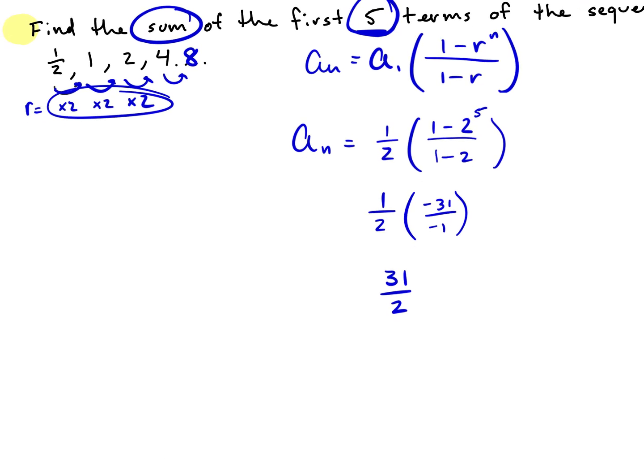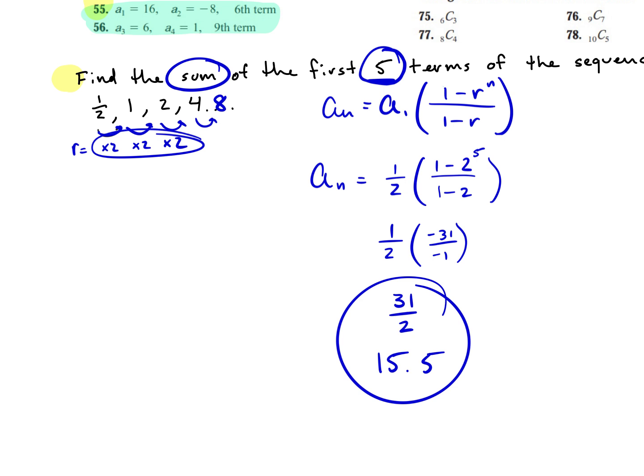Again, use your answer choices to help you. It might be written as 31 over 2 or 15.5. So both of these would be correct. So here we didn't even need the last term. We just needed our common ratio, the first term, and the number of terms.